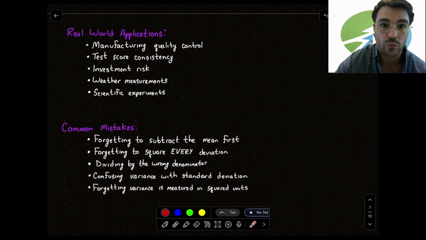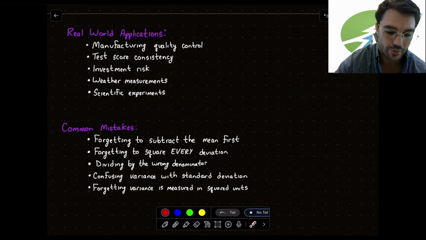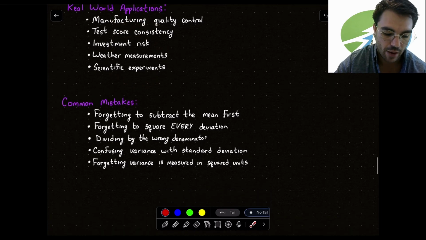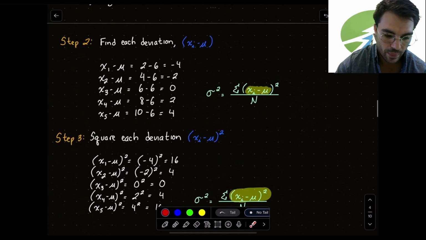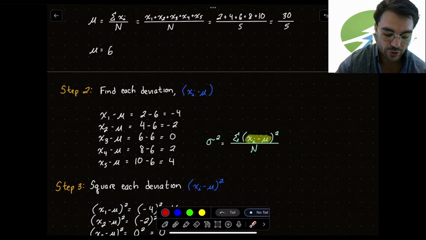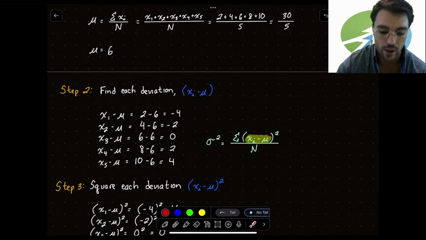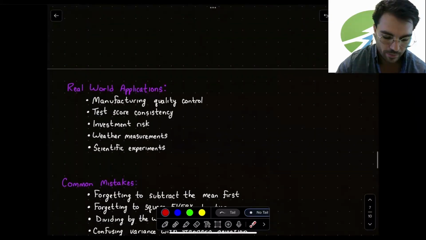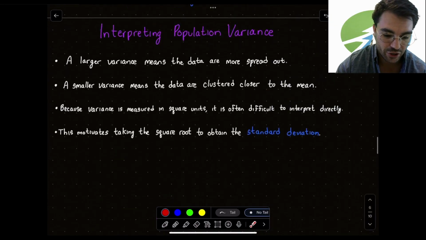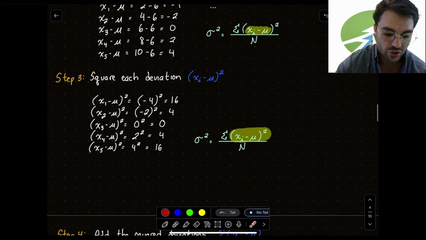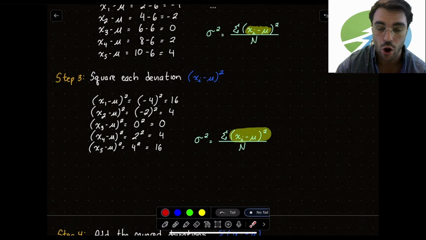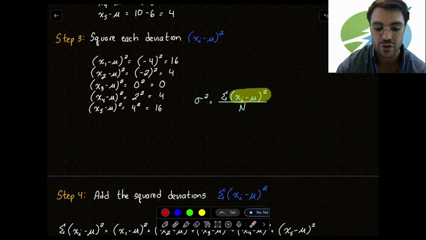All right. Real-world applications of population variance: manufacturing quality control, test score consistency, investment risk, weather measurements, and scientific experiments. And then common mistakes we see: forgetting to subtract the mean first. That's referring to step 2 here. We have to subtract the mean from all of our observations. That's a common mistake. Forgetting to square every deviation is another. Once we do our subtraction, you have to square that number. All of our numbers should be positive. If we see any negatives in our last couple of steps, we know we made a mistake.